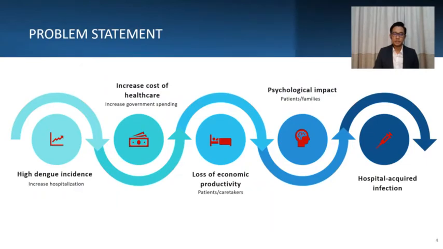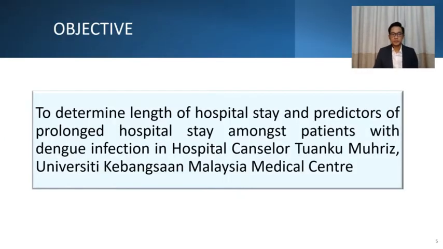High dengue incidence leads to an increase in hospital admission, which significantly impacts the increased cost of healthcare. Hospitalization leads to loss in economic productivity from sick workers taking sick leave or parents taking leave to care for their sick children. Apart from that, hospitalization may give rise to psychological impact such as stress, anxiety, and depression. Besides, prolonged hospital stay increases the risk of hospital-acquired infection, and that may further cause longer hospital stay.